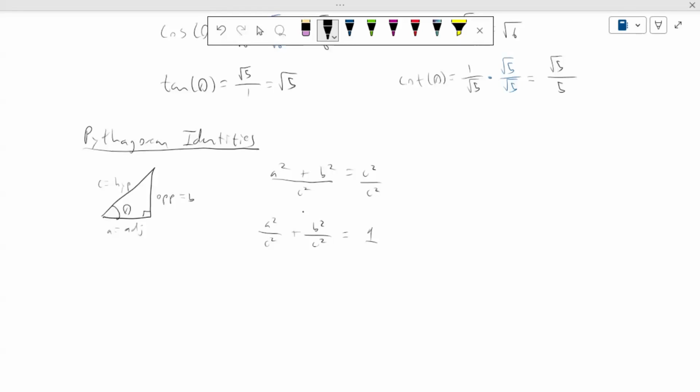Yes. Why am I doing this? I'm going to justify the Pythagorean identities, why they're true, before I state them.